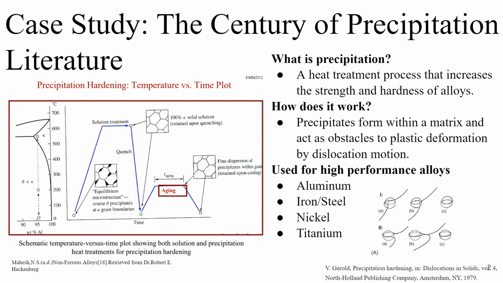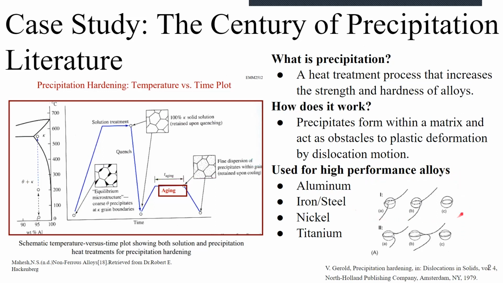So, case study: the century of precipitation literature. What is precipitation? It's a heat treatment process that increases the strength and hardness of alloys. How does it work? Precipitates form within a matrix and act as obstacles to plastic deformation, which is caused by dislocation motion. And here are two examples of dislocation-precipitate interaction.